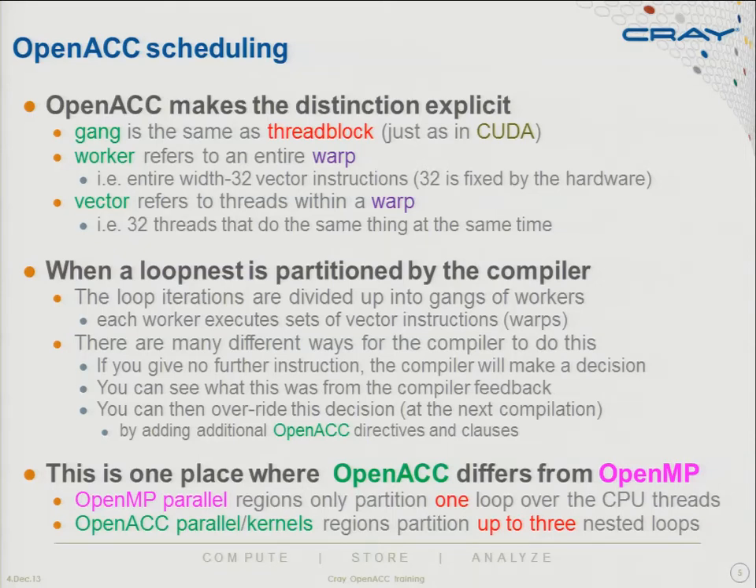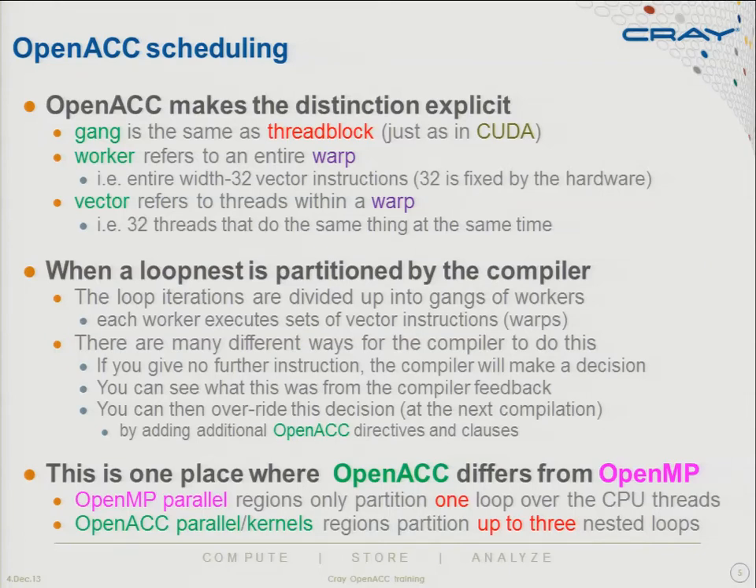In OpenACC, the scheduling is very similar to CUDA. There are some differences. Gang is the same as thread block. So this is where you've got a set of threads. They're going to go off to run on their own little vector processor with its own little cache of memory and with its own vector instruction stream. But how these thread blocks execute, you've got no control. They don't execute in sequence. You've got no control over this, and there's no barrier between them.